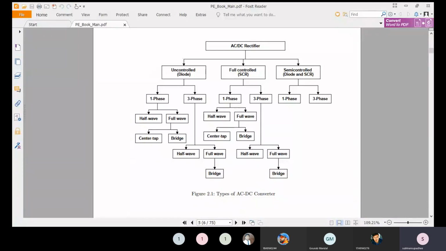The same kind of classification applies to the uncontrolled, full control and semi-controlled classification. You have two different types, whether the source is single phase or whether the source is three phase. In both single phase as well as three phase, you either have a half wave configuration or a full wave configuration. All of you know what the difference between a half wave configuration and full wave configuration is, and which one is better, which one is not better, right?